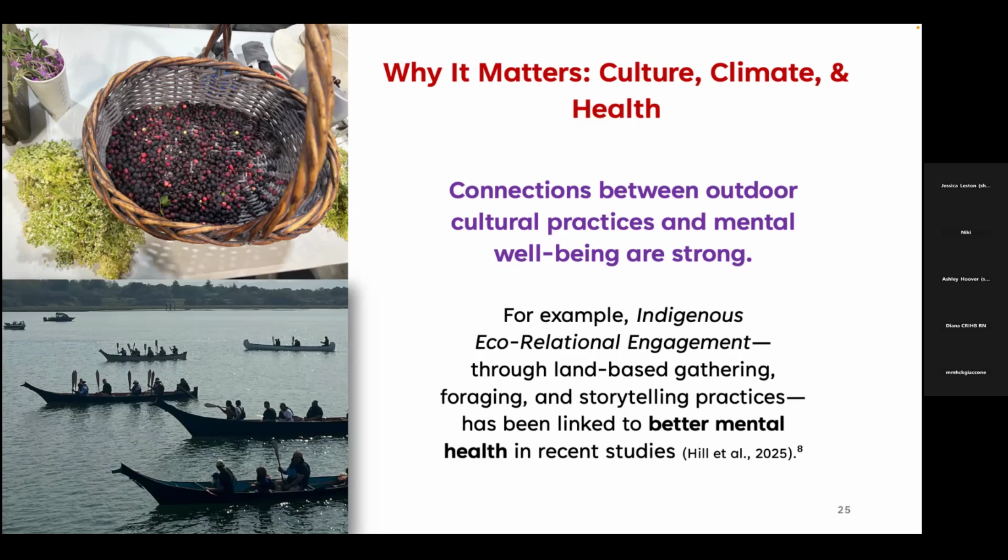So people might want to limit how much time they spend outdoors. And so the climate really puts pressure, I feel, on both ecosystems and mental health.